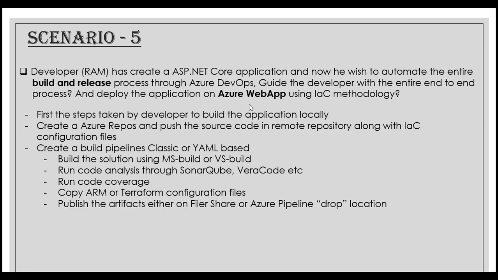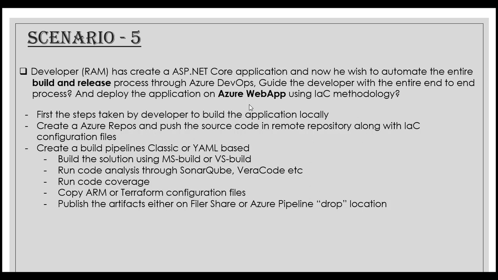The next step is to create Azure Repos. On Azure Repos, create a repository and push the source code to the remote repository along with the IAC configuration file. IAC is nothing but ARM template files, a JSON file, or if you're using Terraform, then we would need a .tf configuration file along with the source code, because we need to even create the Azure Web App using the IAC methodology.